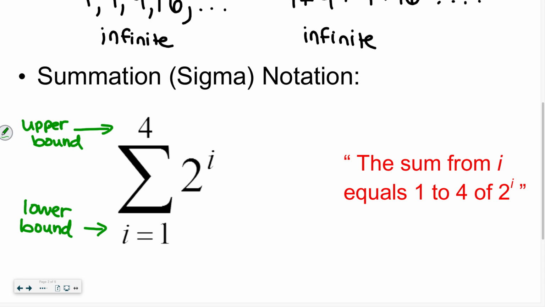I want to add from i equals 1 to 4. And when we're talking about sequences and series, that's saying the first term plus the second term plus the third term plus the fourth term, and then I'm done. Okay, so it will tell you how many terms you should be adding here.